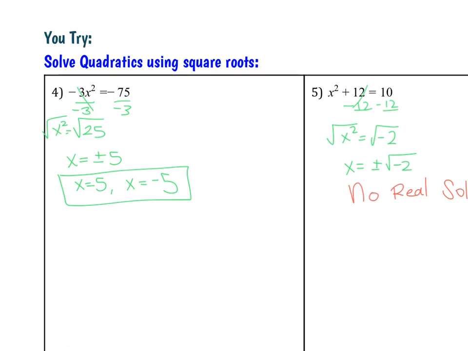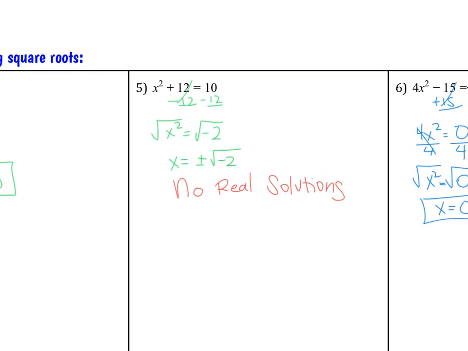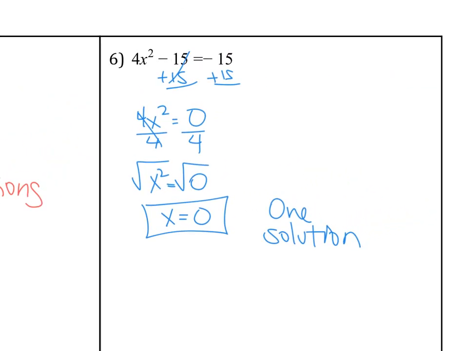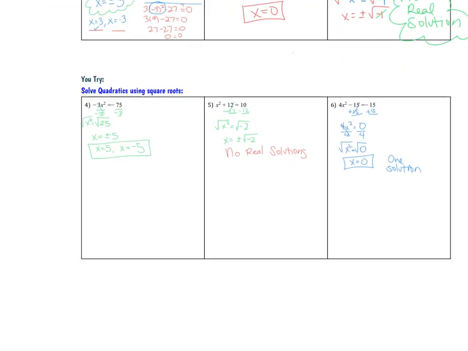So if you tried it out, number 4, you should have gotten 2 solutions with x equals 5 and x equals negative 5. Then for number 5, if you tried that out, you would have gotten a square root of negative 2, which means that there are no real solutions to this quadratic. The last one, number 6, if you solve for this one, you add 15 to both sides and it equals 0. And at the very end, you get x equals 0. So that is only one solution, x equals 0.